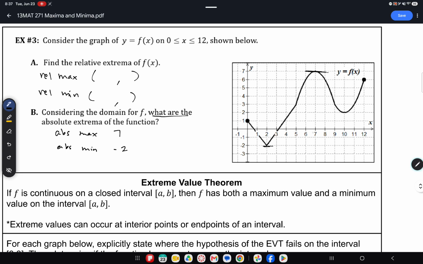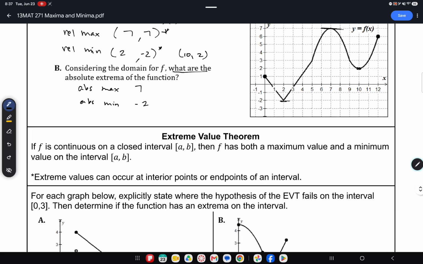We could consider 7 a relative max. I'll put a star there because it is the absolute. And then we want a minimum. I'll also put a star and do the 2, -2. But then we also have this point here. Is that 10, 2? Right?